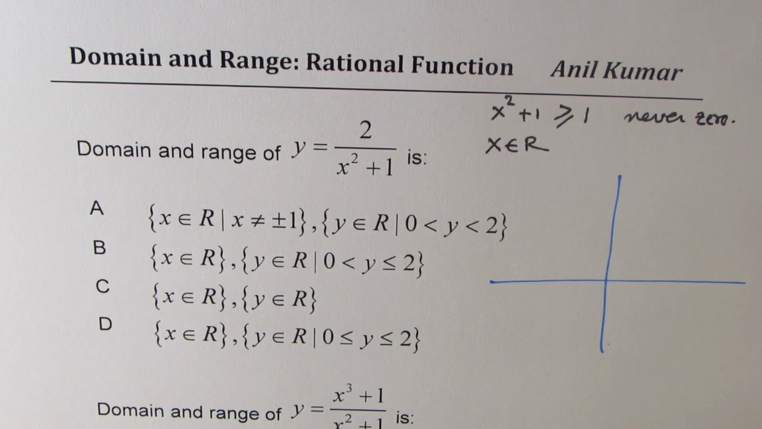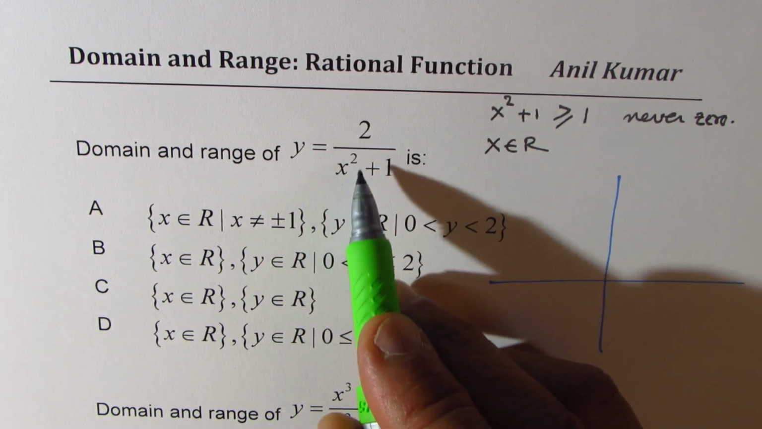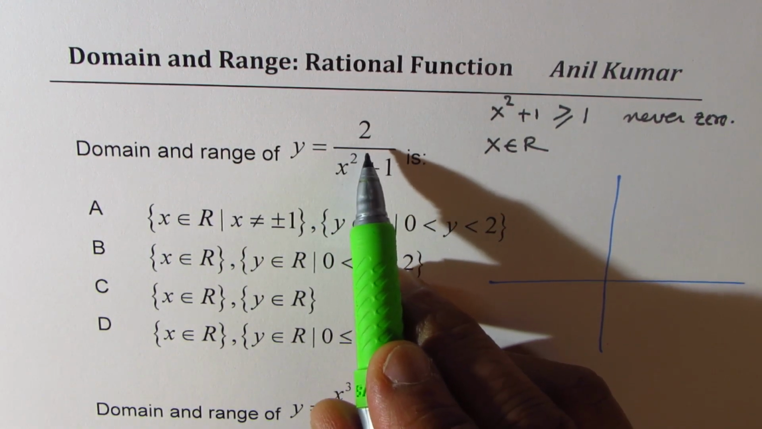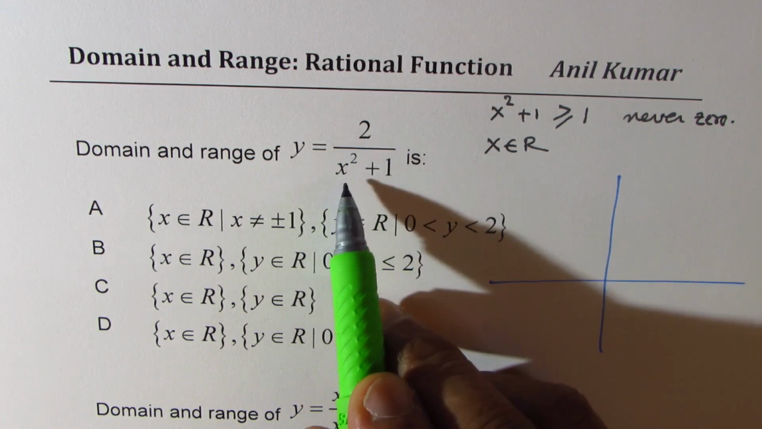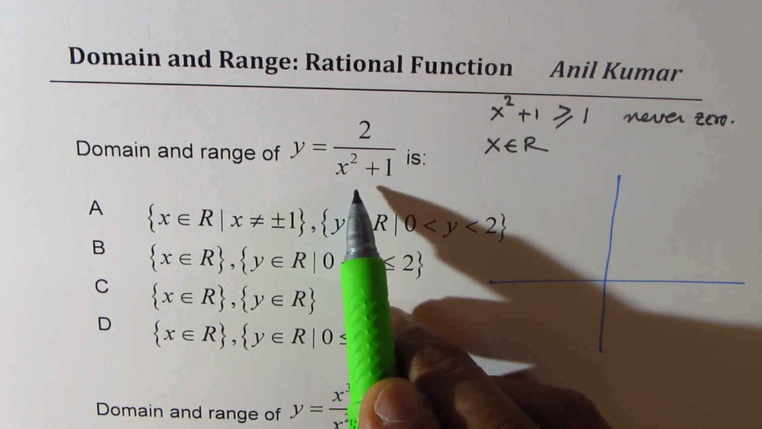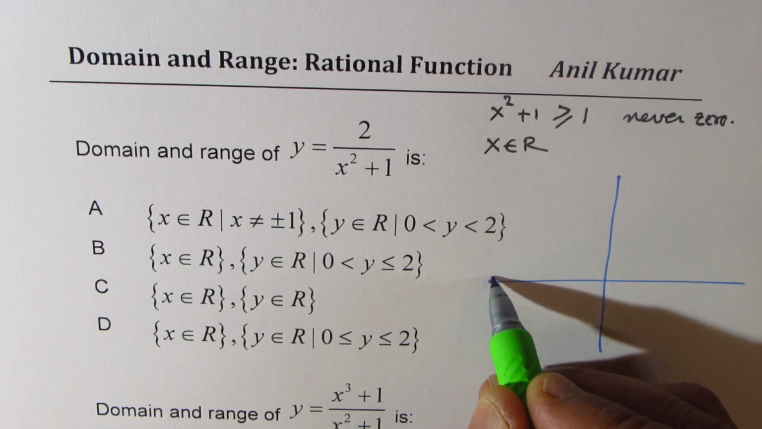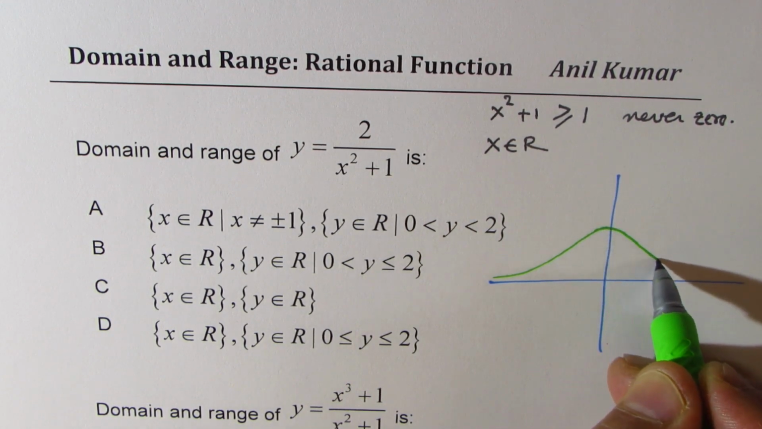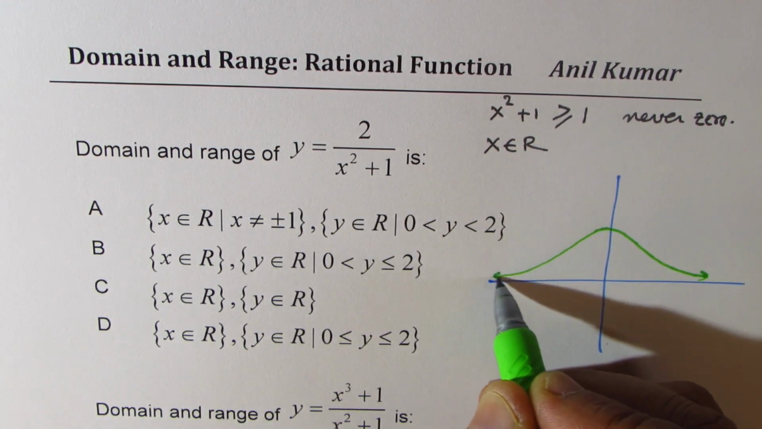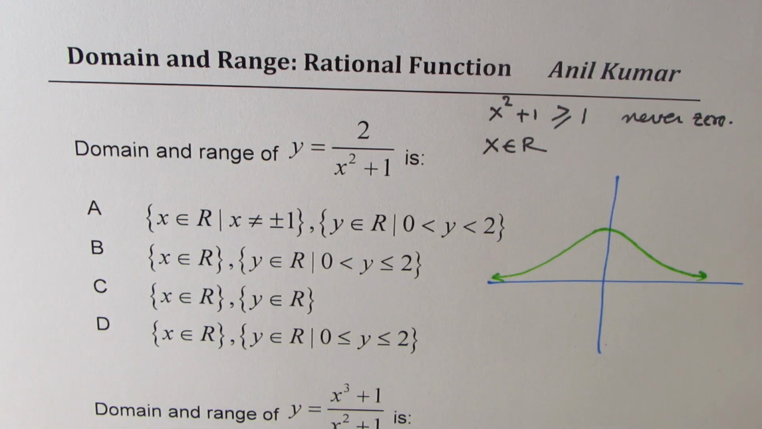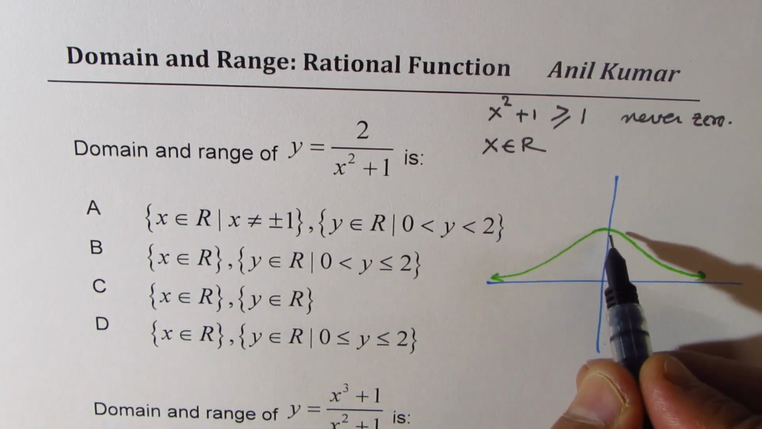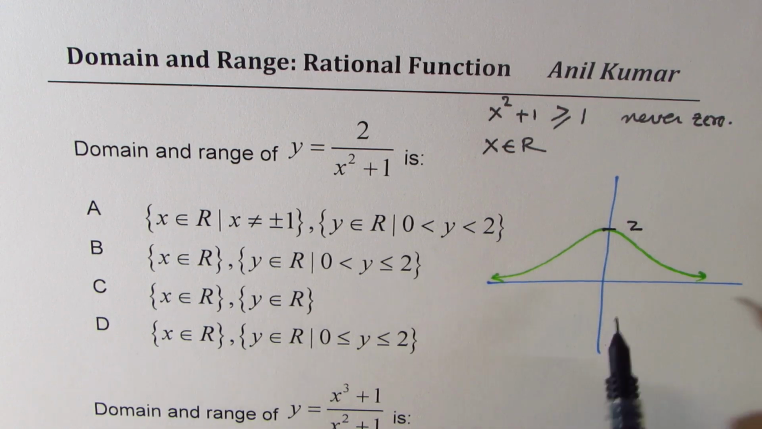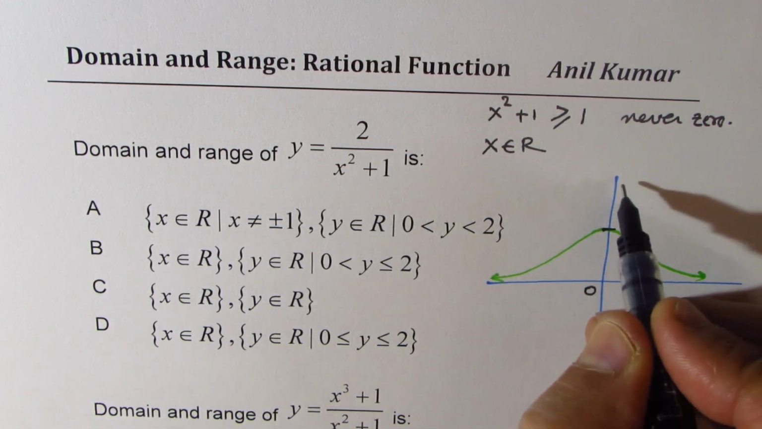As far as the range is concerned, it could be maximum 2, right? Because we are dividing by something positive. So it's always positive. So it is kind of like this. If you divide by a very high number, you are going to get close to 0. And therefore, that is the kind of situation. And this is going to be 2 for x equals 0, right?